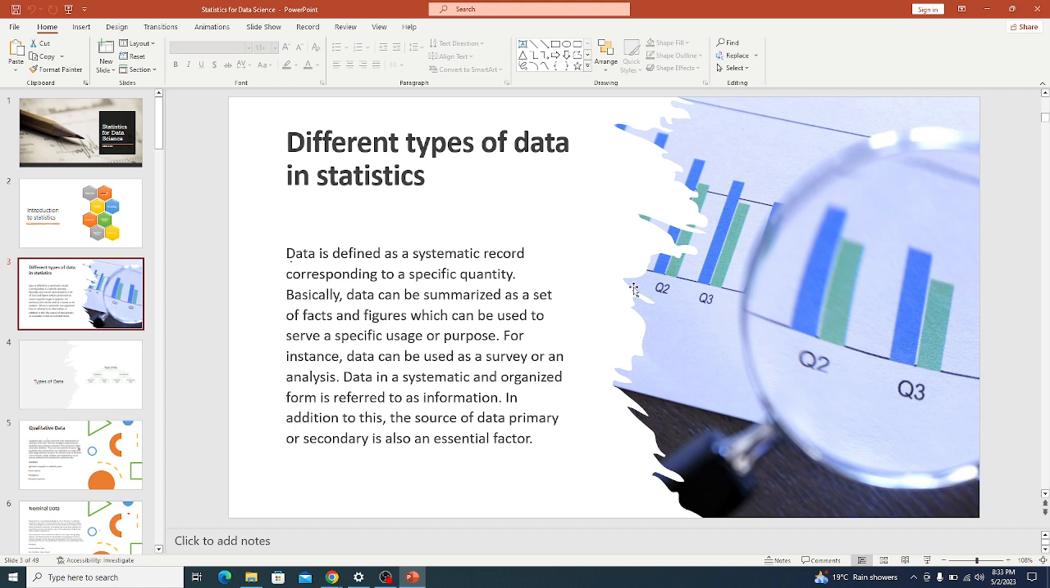Data. You usually say data. I want to do data science. I've enrolled in a data science course. What is this data? Anyone with an idea?